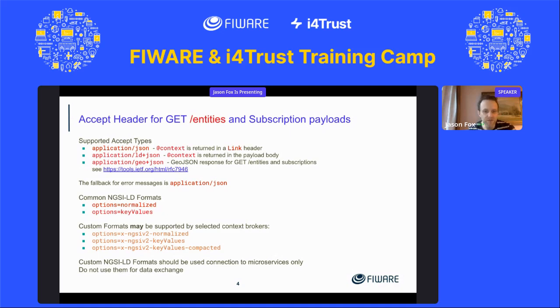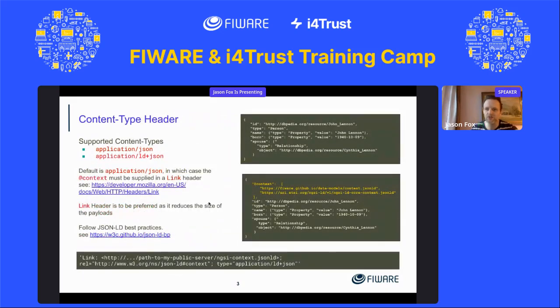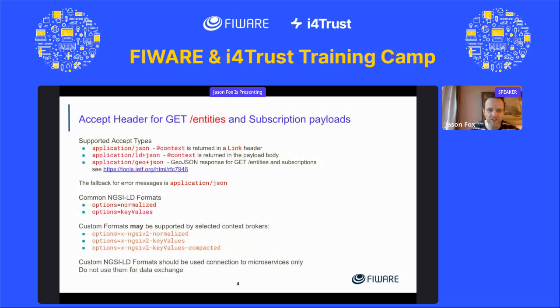There are two NGSI formats. This normalized format, which I think is what I've done on the previous page, is the one which has the type property value or type relationship object format. It is verbose but strict. Whereas the option keyValues gets you back the bit of JSON you actually want. So, option keyValues is usable by users.